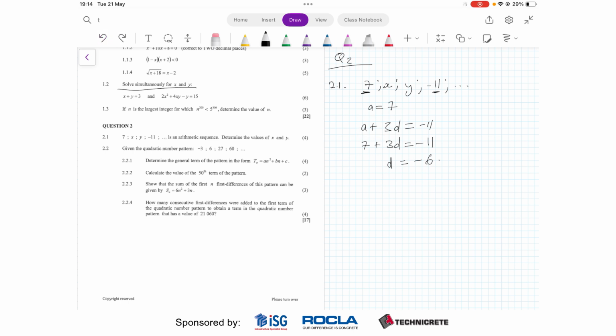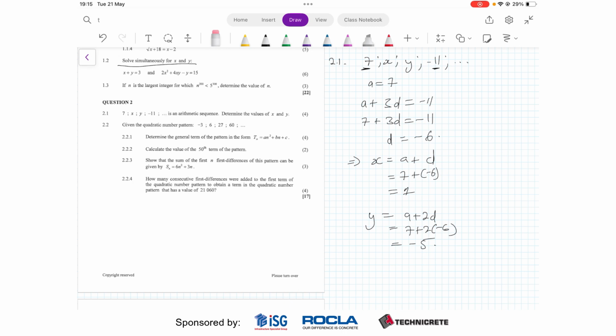So, since d is equal to minus 6, we can then determine that x is equal to a plus d, which is equal to 7 plus minus 6, which is equal to 1. And we can therefore also determine that y is equal to a plus 2d, which is equal to 7 plus 2 into minus 6, and that is negative 5.